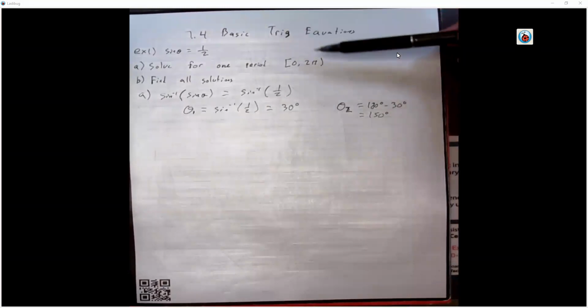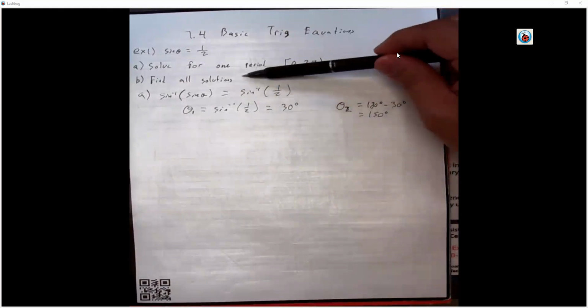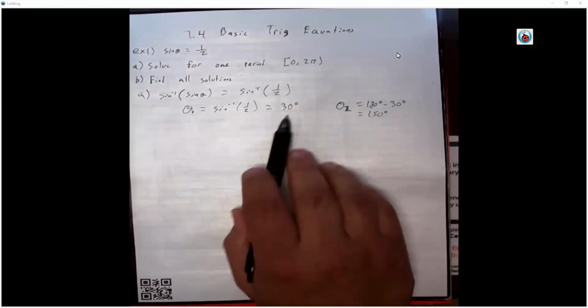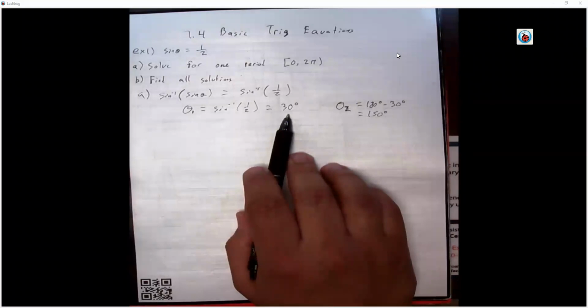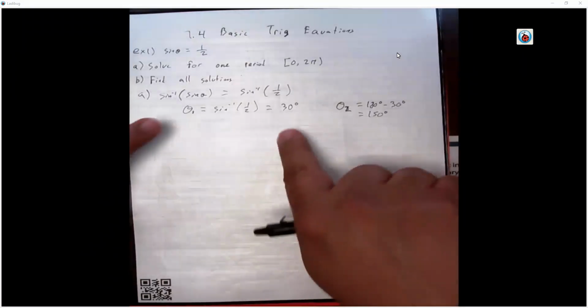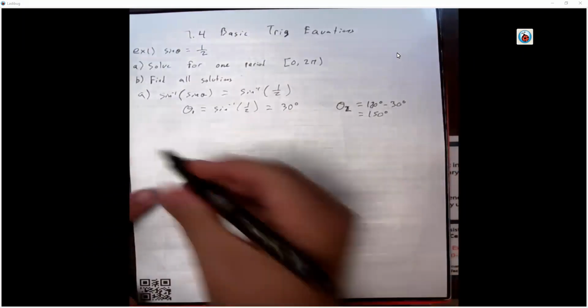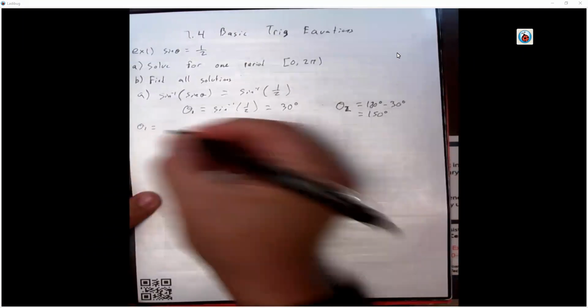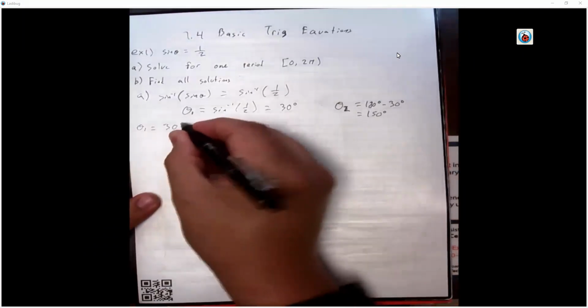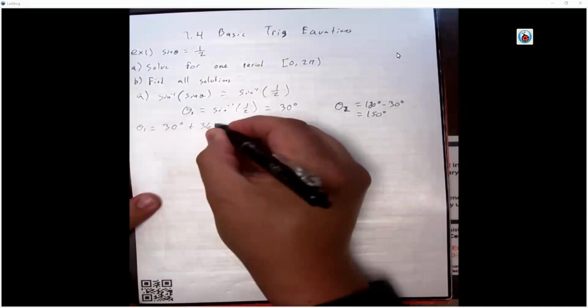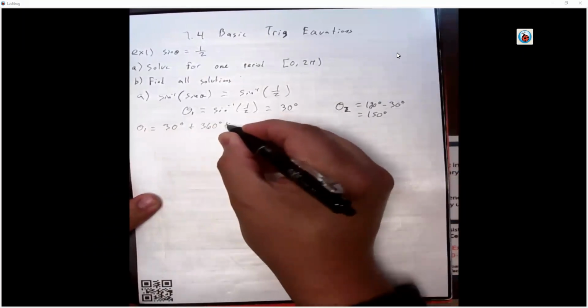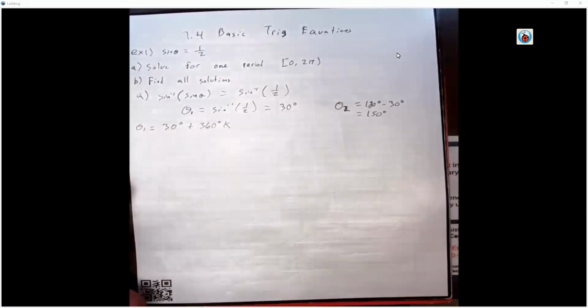Okay, so the new step would be applying that to all solutions. So we know that I can go around and around the circle forever. So there's an infinite number of solutions by landing on this spot forever, right? So theta 1 will be equal to 30 degrees plus 360 degrees times some constant k, where k is an integer.